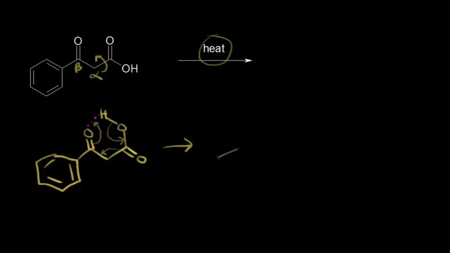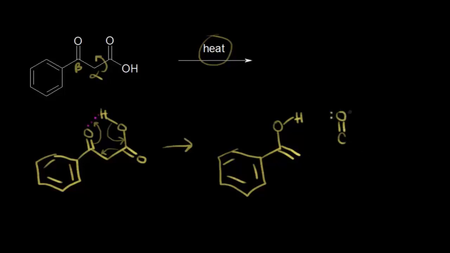When we draw what happens, moving all those electrons around, we have our benzene ring. We would have it bonded to an oxygen. This oxygen was bonded to this proton now, and then we have a double bond right in here. And then we also form CO2. So once again, let's run through those electrons and try to follow some of those electrons here.